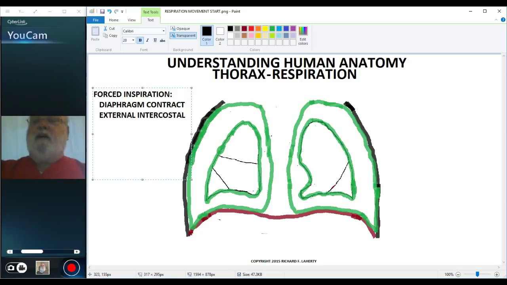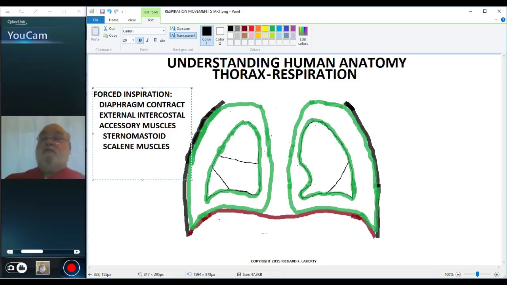But we'll also have some accessory muscles. We'll have sternocleidomastoid, sternomastoid contracting, and we'll have the scalene muscles. There's an anterior, middle, and posterior scalene.